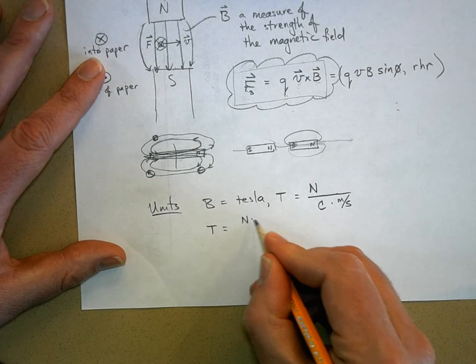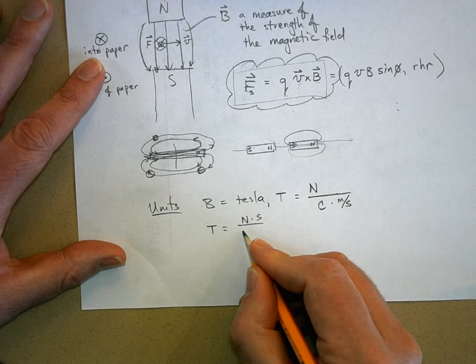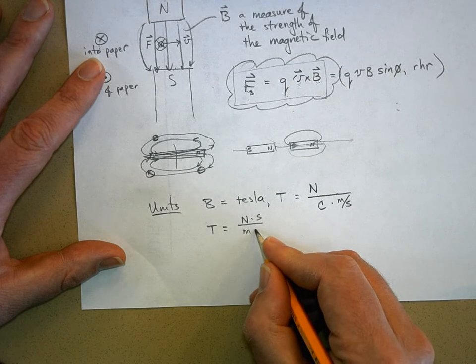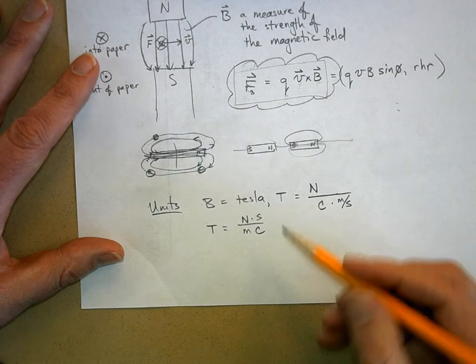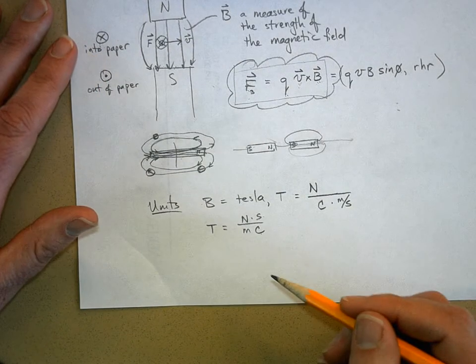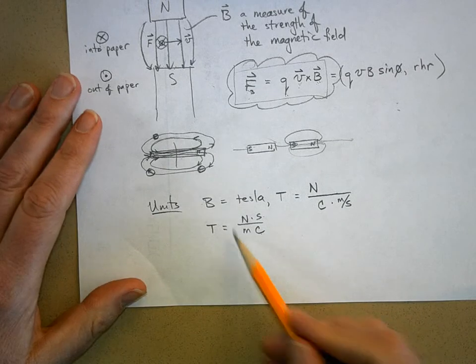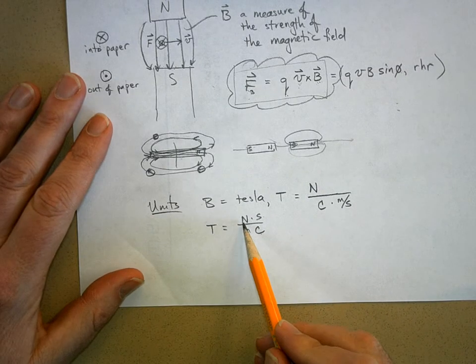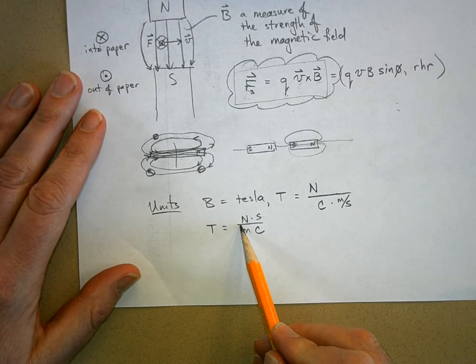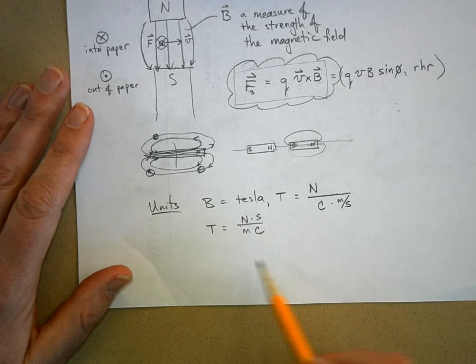Think of it as a Newton second per meter coulomb. Of course, a coulomb per second is an amp. We're going to get to that later. Okay, but these are the fundamental. Well, not fundamental, because what can we do to newtons? Yeah, kilogram meter per second squared, and we can get all that in there.